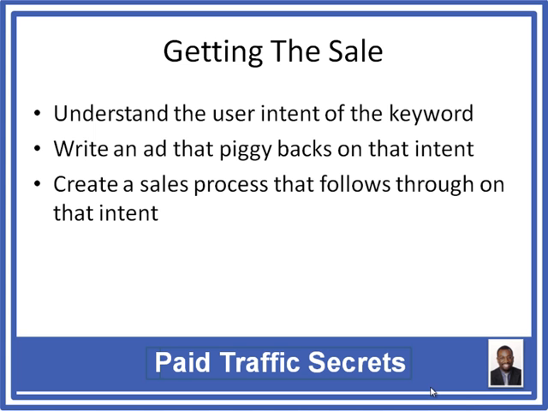The next thing is create a sales process that follows through on that intent. Most marketers will create one sales process. In other words, there's one landing page and that's it. So what you want to do is to create a sales process that follows through on that intent. Let's say you have a website where you sell 50 different golf clubs. Someone types in buy Callaway golf clubs. Your ad says buy Callaway golf club. They get to your webpage and it talks about everything you need to know to buy Callaway golf clubs. Here's what the Callaway has.